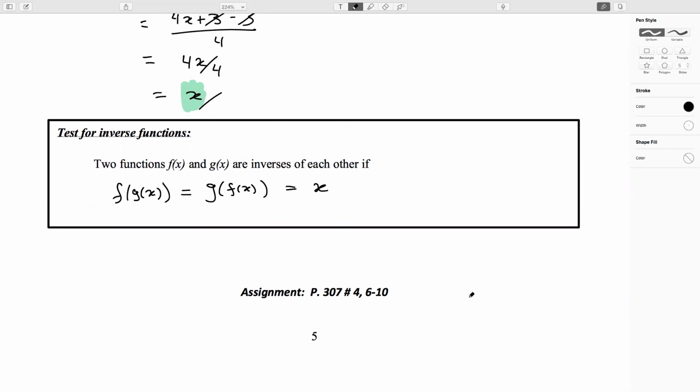I've got some problems for you, page 307, 4, and then 6 to 10. That's going to be your homework for today.